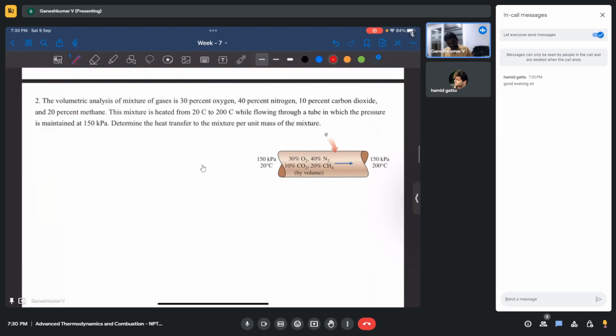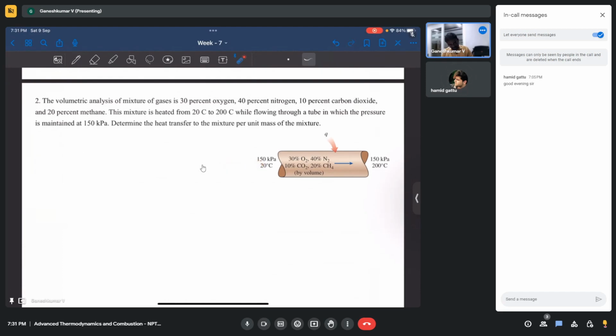Let's move forward with the second question. In this second question, people have already done a volumetric analysis, and the volumetric analysis of the mixture gave 30% oxygen, 40% nitrogen, 10% carbon dioxide, and 20% methane. All these are by volume.